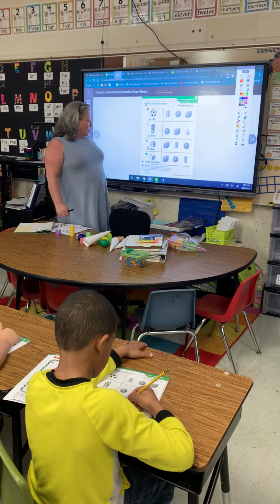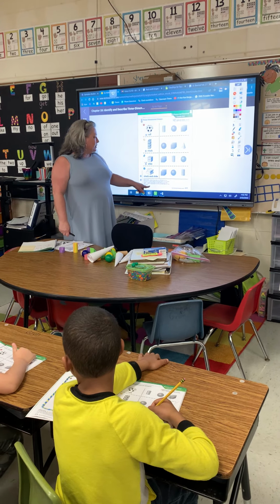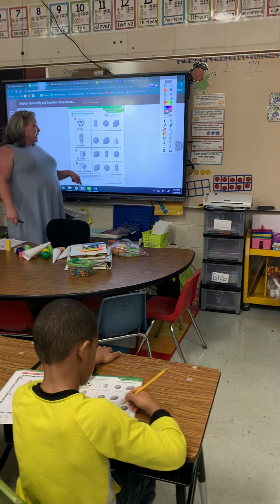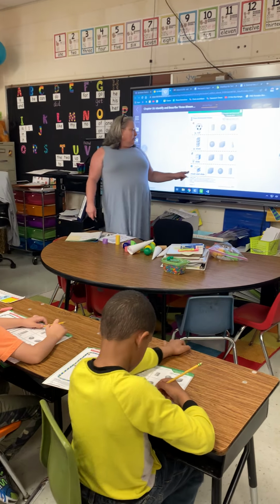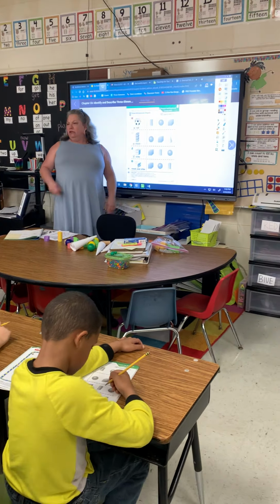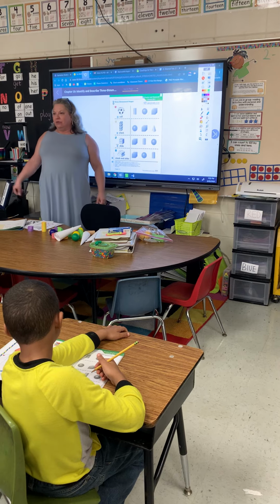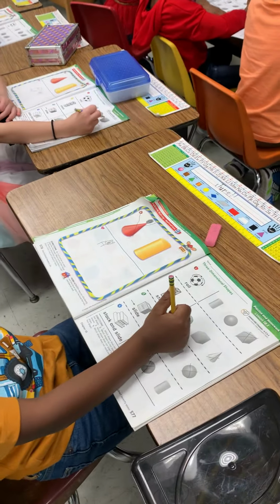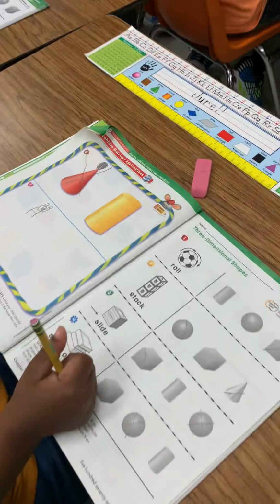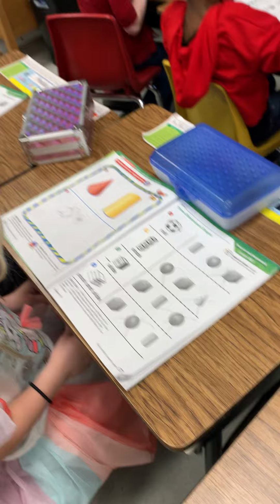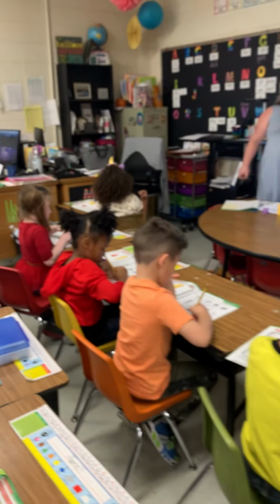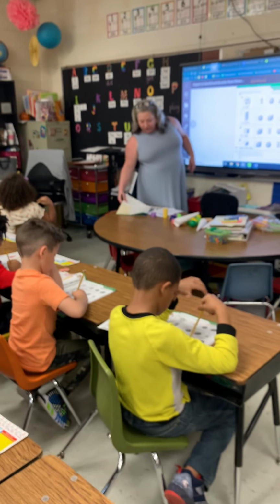Now, number four is which shape does not stack or slide. Stack and slide does not. Put a big X on it. What you think? Put an X on it. Alright, let me see a thumbs up when y'all done. Okay, we're going to go over it.